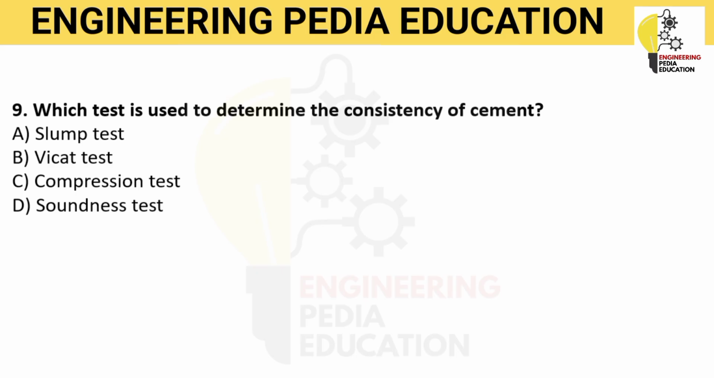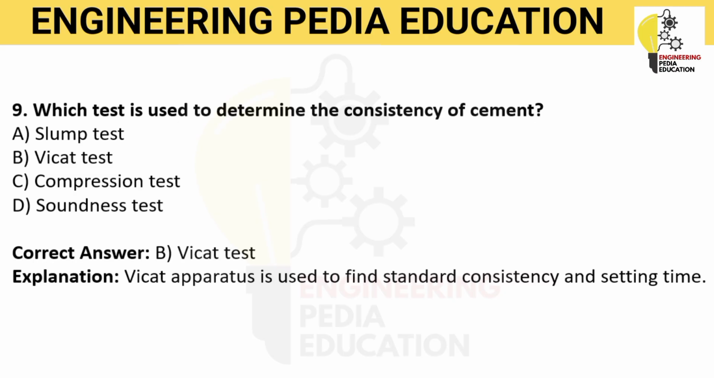Which test is used to determine the consistency of cement? Slump test, Vicat test, compression test, soundness test. So the correct answer is the Vicat test. The Vicat apparatus test is used to find standard consistency and setting time. In this, the initial and final setting time of cement is determined.